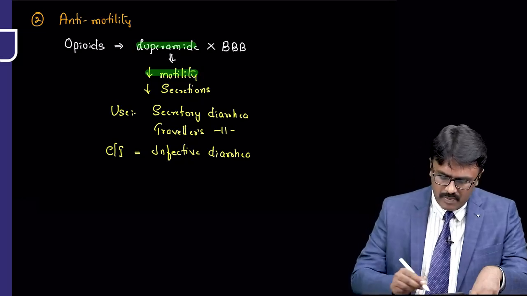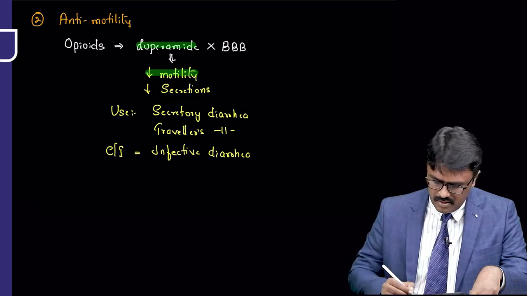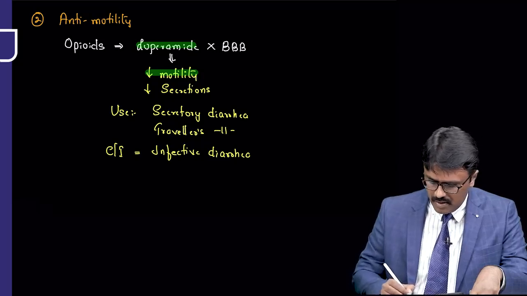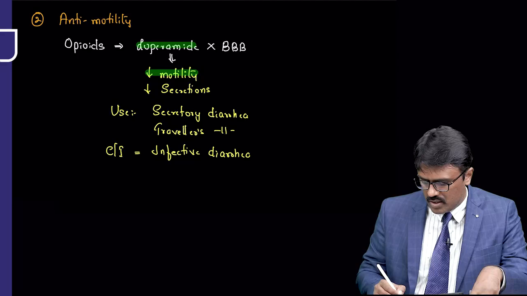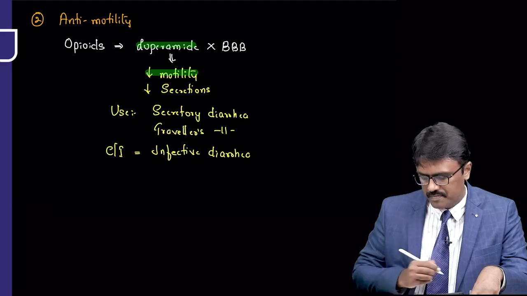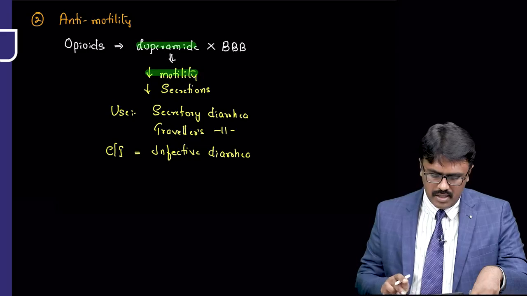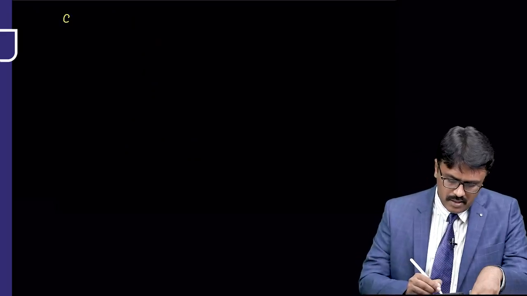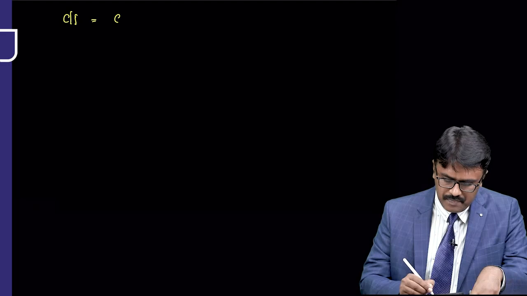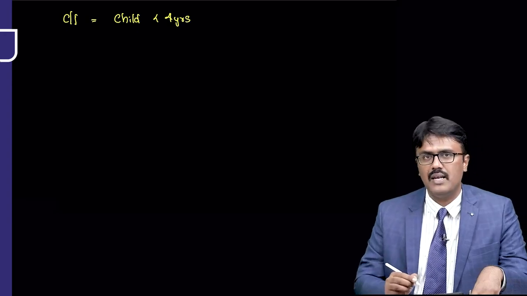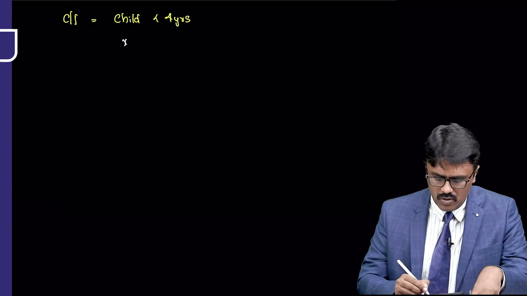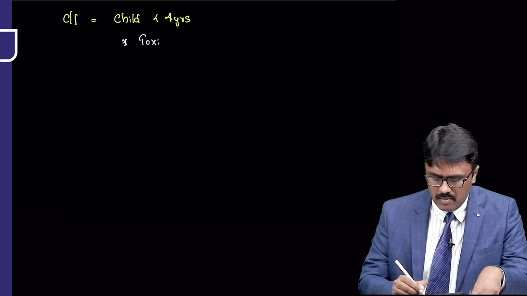In infective diarrhea, the problem is the infection may flare up because you have stopped the intestinal motility. The other contraindication of loperamide is that it is also contraindicated in children less than 4 years. What is the reason why it is not used in less than 4 years? It has been shown to cause toxic megacolon.